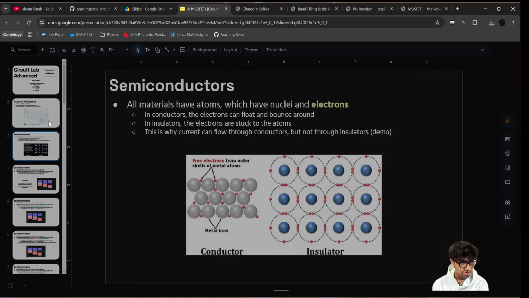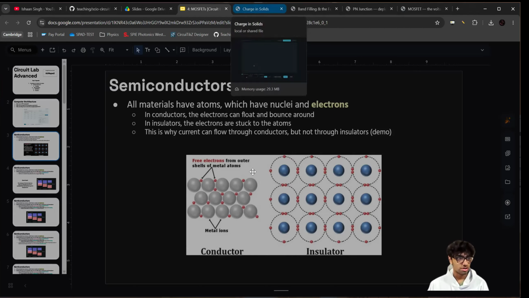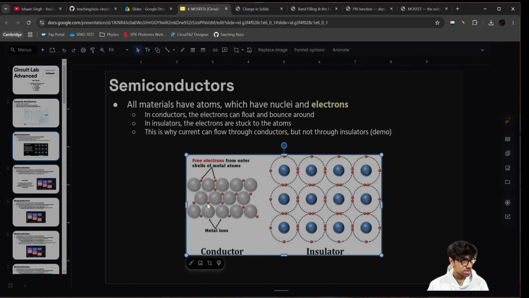So all materials have atoms. We hopefully know this. And these atoms have nuclei and electrons. The electrons are the things that we care about for electronics, right? So in conductors, the electrons can float and bounce around. In insulators, the electrons are stuck, right? In a conductor, the electrons are free to move around through the solid, whereas in an insulator, they can only just vibrate in place, basically.